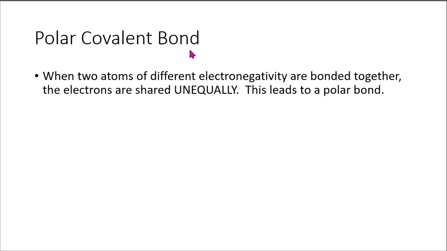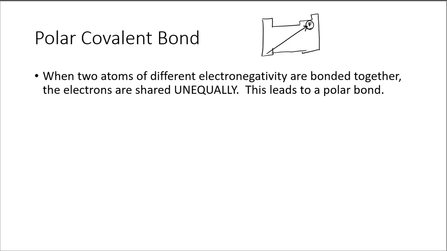So, this is just a reminder of what we've done. When two atoms have different electronegativities, and remember, electronegativity increases on the periodic table. Here's my periodic table, something like this. Electronegativity increases up and over. So fluorine is the most electronegative. Don't get too caught up in numbers.